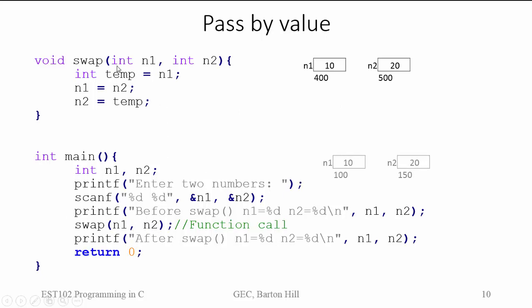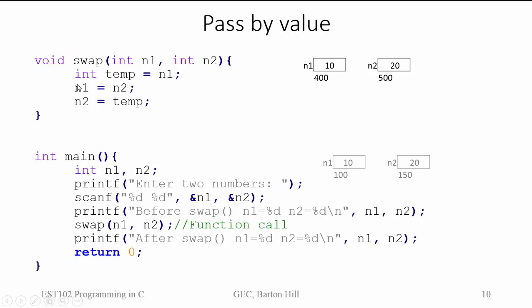So control comes to here. Main is our calling function and swap is our called function. Now memory is allocated for n1 and n2. n1 has address 400 and n2 has address 500. Then these values are stored in the formal parameters n1 and n2. So separate memory is created for the actual arguments n1 and n2, and for the formal arguments n1 and n2.